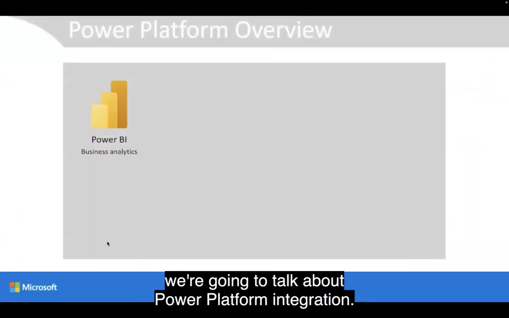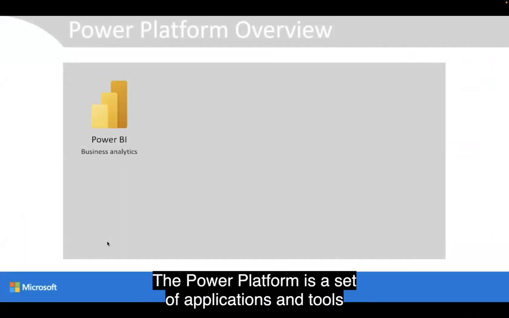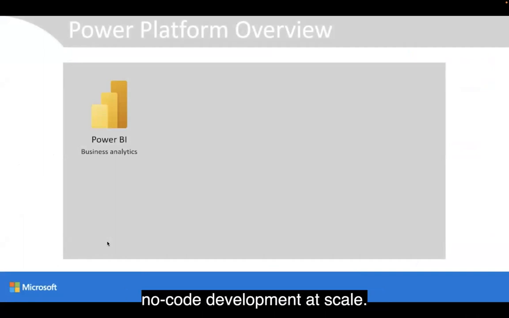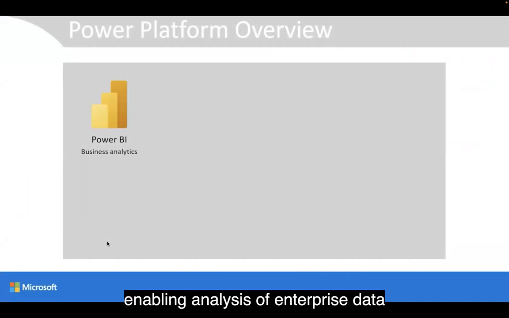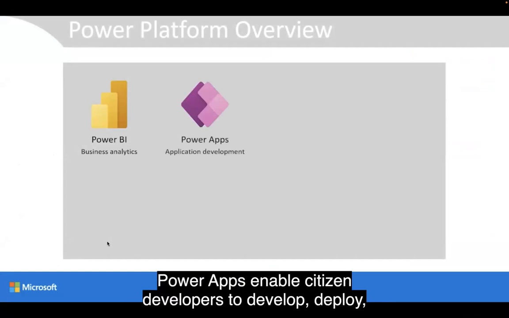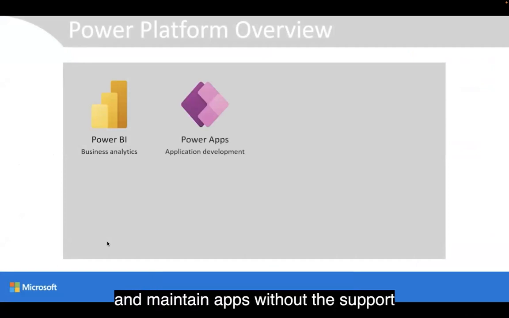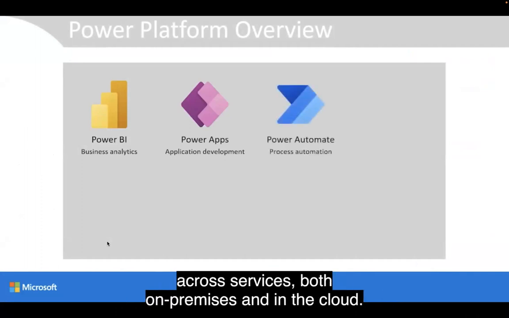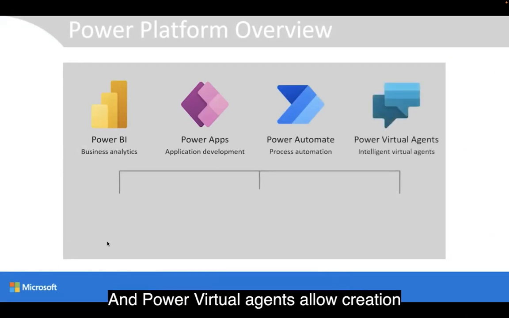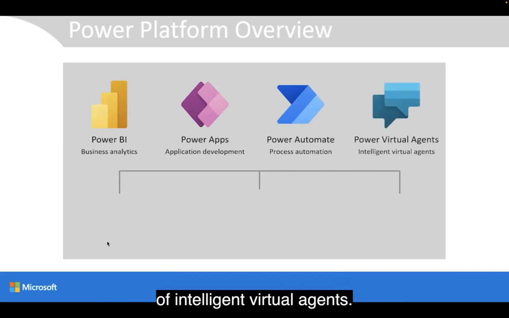For our final topic, we're going to talk about Power Platform integration. The Power Platform is a set of applications and tools that enable cloud-based low-code, no-code development at scale. Power BI is the business analytics component, enabling analysis of enterprise data from almost any data source. Power Apps enable citizen developers to develop, deploy, and maintain apps without the support of traditional application developers. Power Automate enables automation of business processes across services, both on premises and in the cloud. And Power Virtual Agents allow creation of intelligent virtual agents.